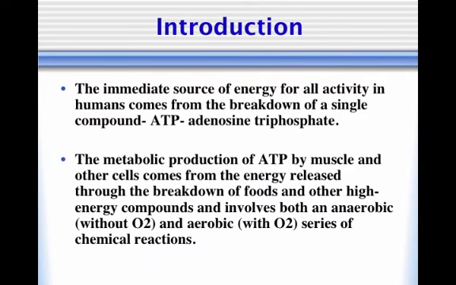Slide 2. The source of energy for the body is the production of ATP, which occurs from the energy released through the breakdown of foods. Carbohydrates are used in both aerobic and anaerobic activities, and fat is used only in aerobic activity.